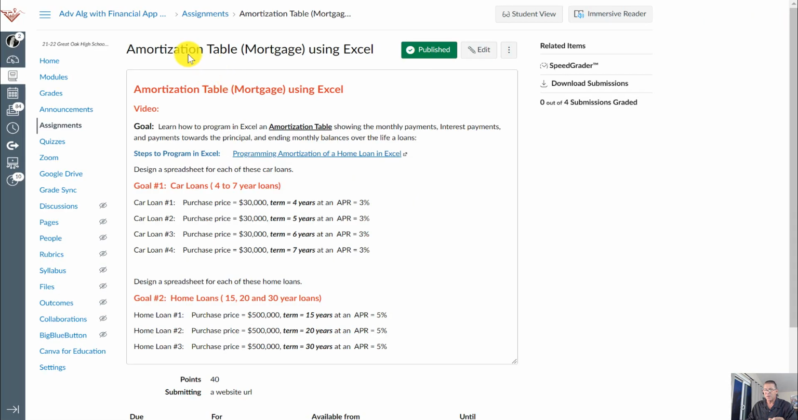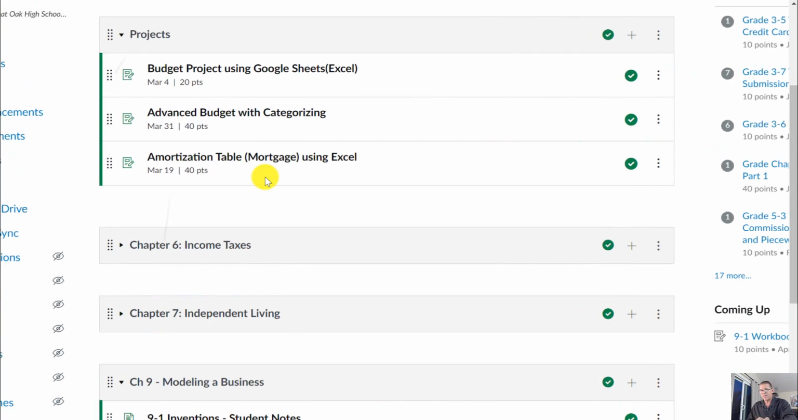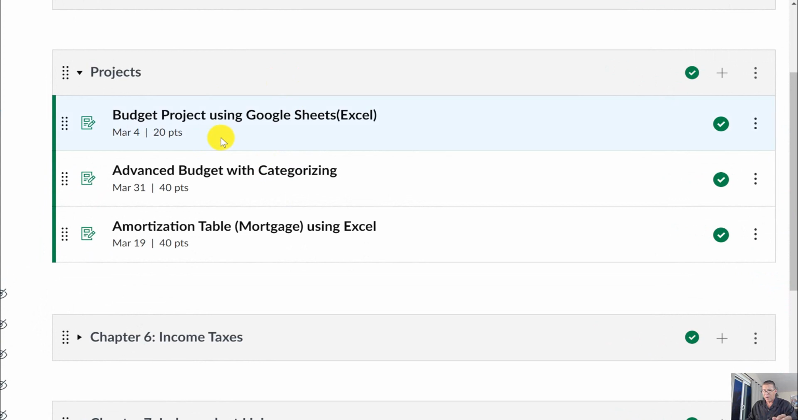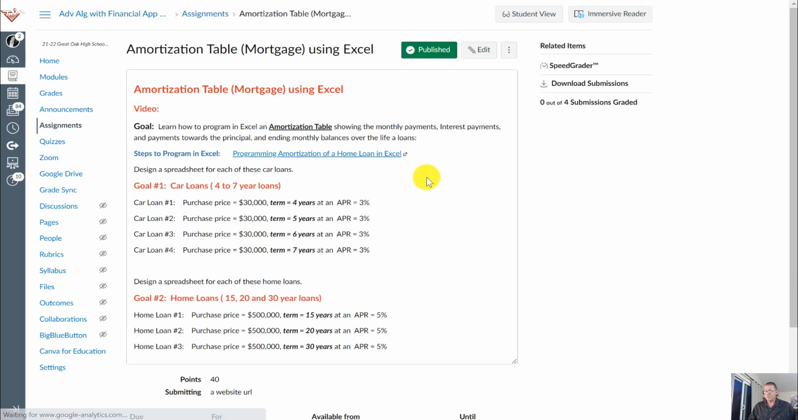Okay, and so one more time, let's go to Canvas right here. You're submitting in the project module right here. So notice the projects here. We already did the budget project in the beginning. We did the advanced budget with categorizing, and then right now you're going to submit your hyperlink in the one that's called amortization table using Excel, and you're just going to go in on your Canvas side, the student side, and submit it here. All right, in this case, it's going to be in the project category at 40 points. So make sure you do that today so I can take a look at your work.